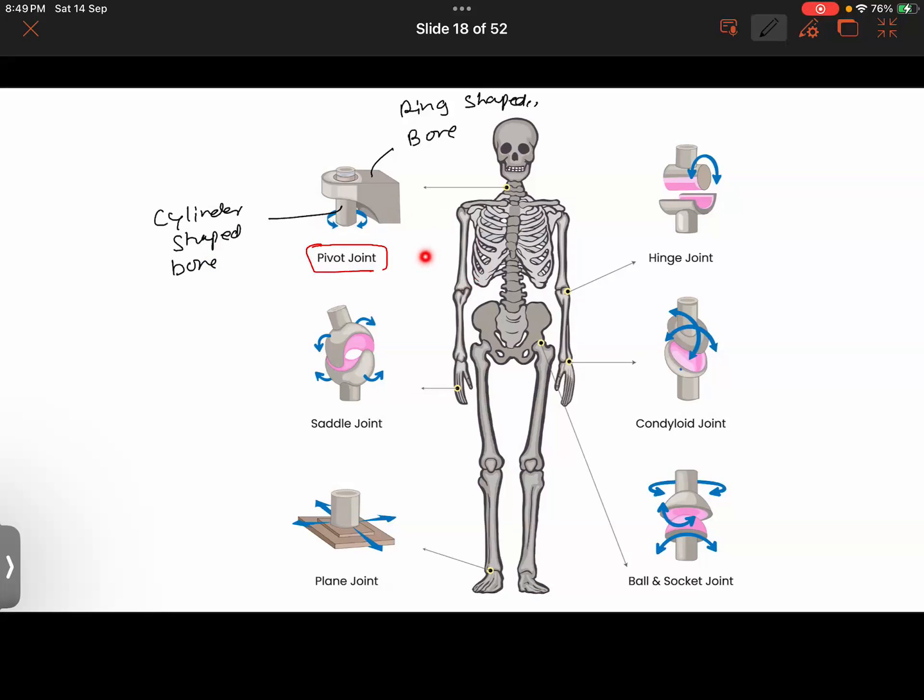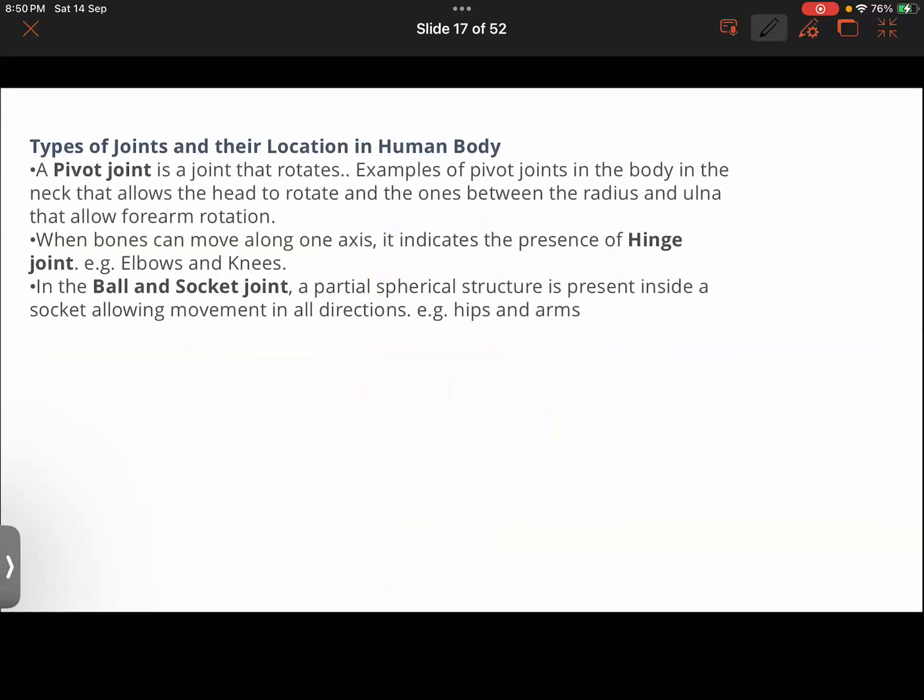For example, in the case of the pivot joint in our neck, we are not able to do a 360-degree movement. Getting it, guys? The movement is restricted to some degree. If the neck joint were to do a 360-degree movement, the person would not be alive. The person will simply die. Okay, that is one thing. Furthermore, this pivot joint is also present between the radius and ulna that allows forearm rotation.